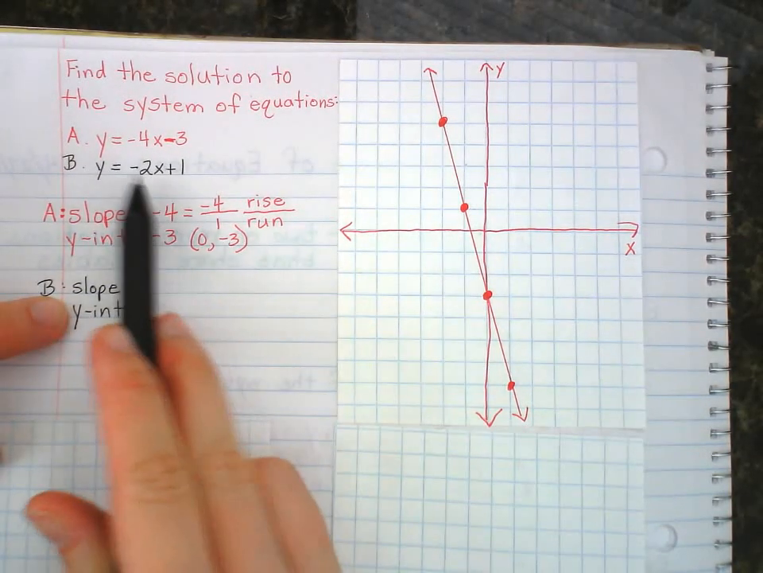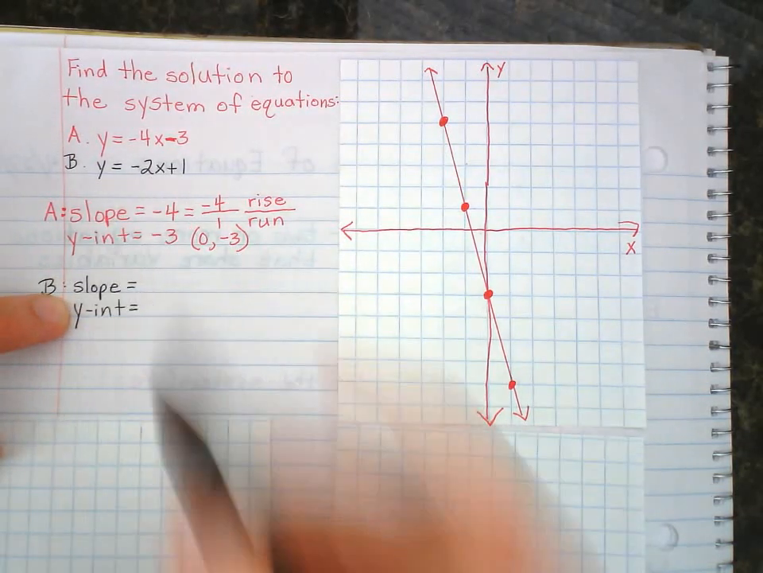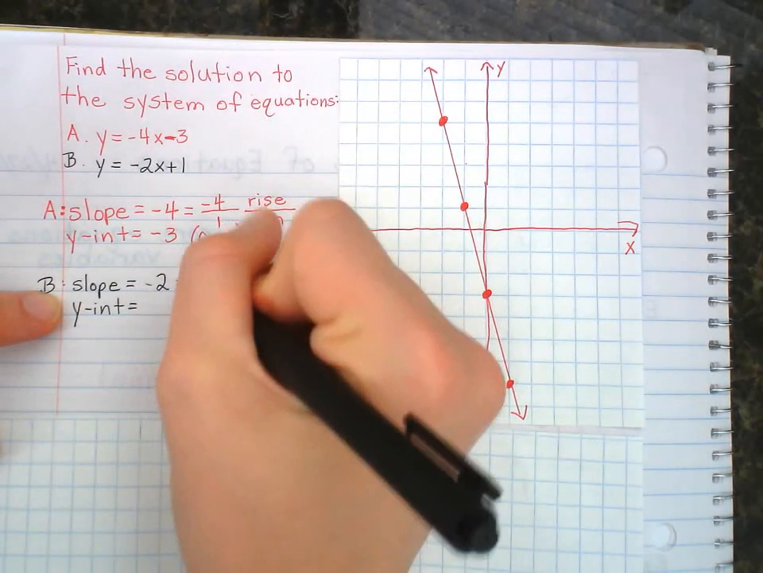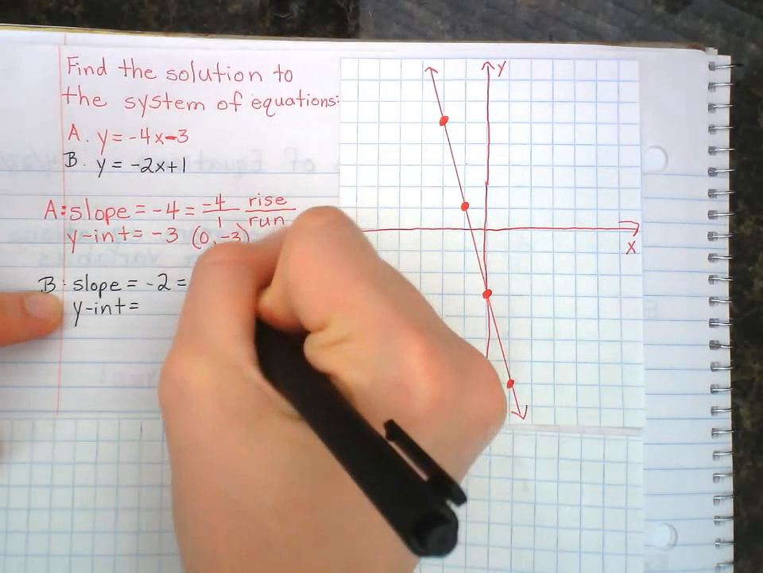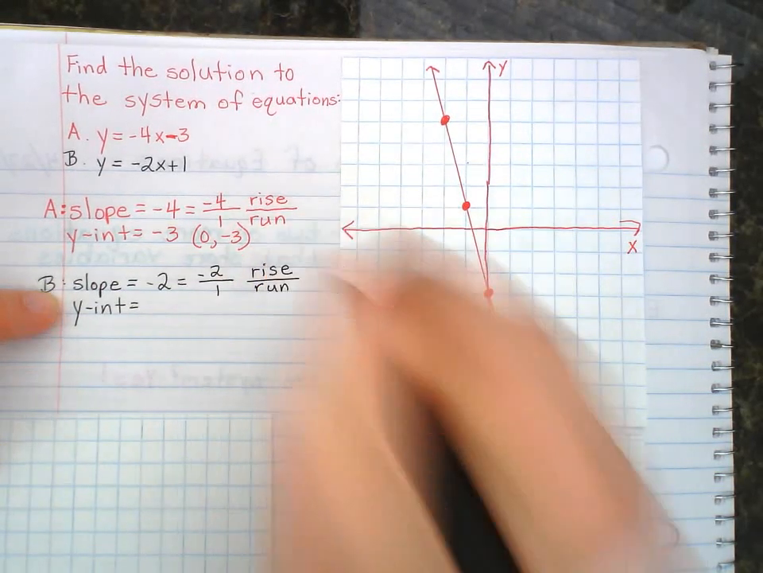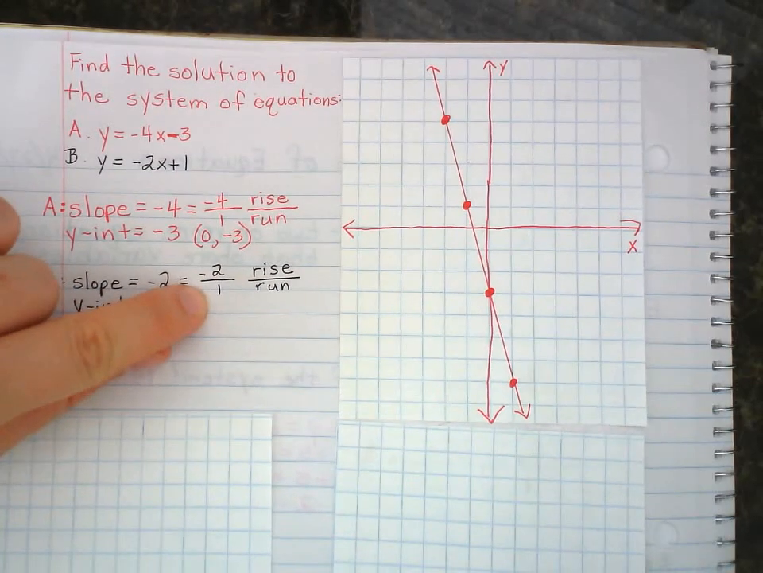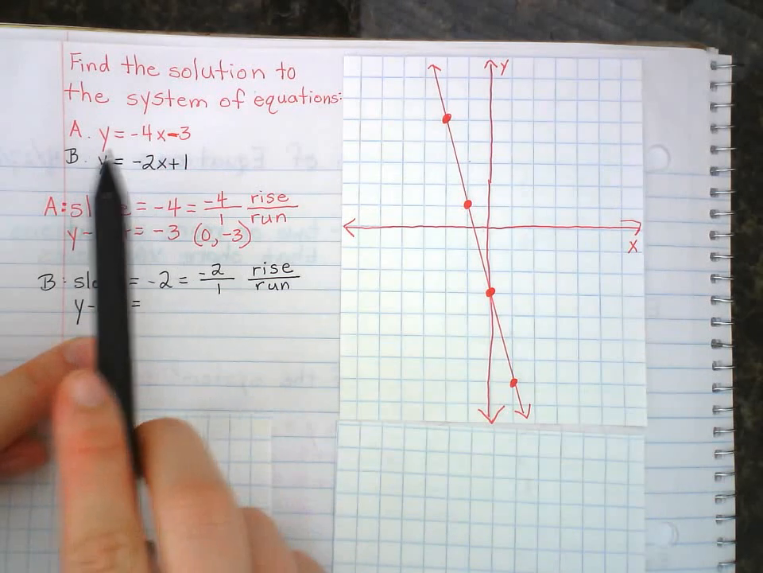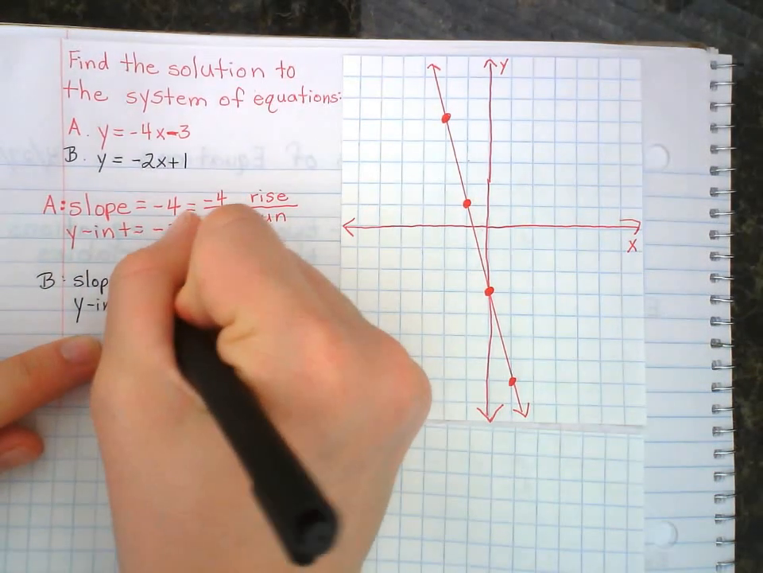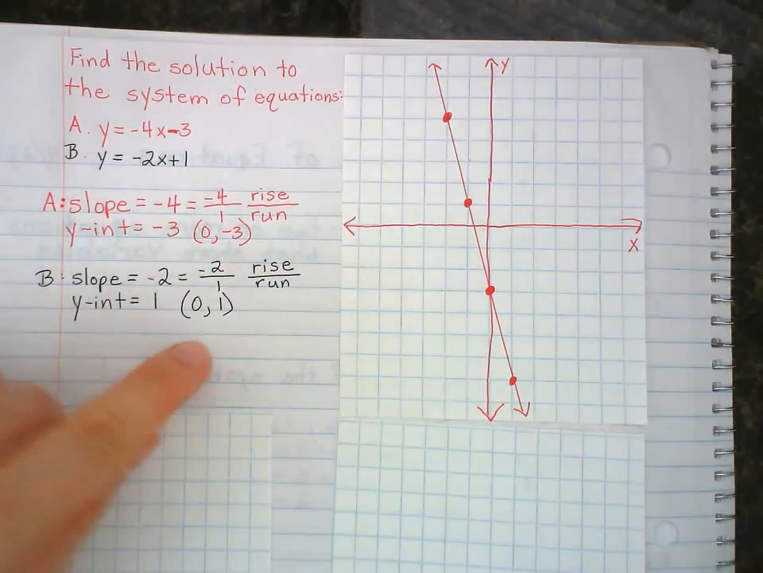Okay, slope. Y equals mx plus b. So our slope is negative 2. Okay, that's the same, guys, as negative 2 over a positive 1. So, rise over run. We're going to go down 2, right 1. Y-intercept. Y equals mx plus b. B is our y-intercept at positive 1. Remember, your y-intercept is when your x is 0, so 0, 1.